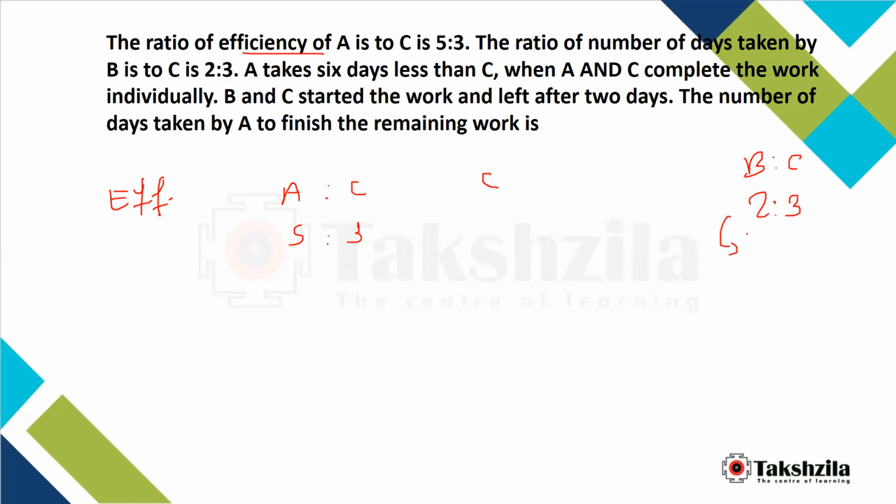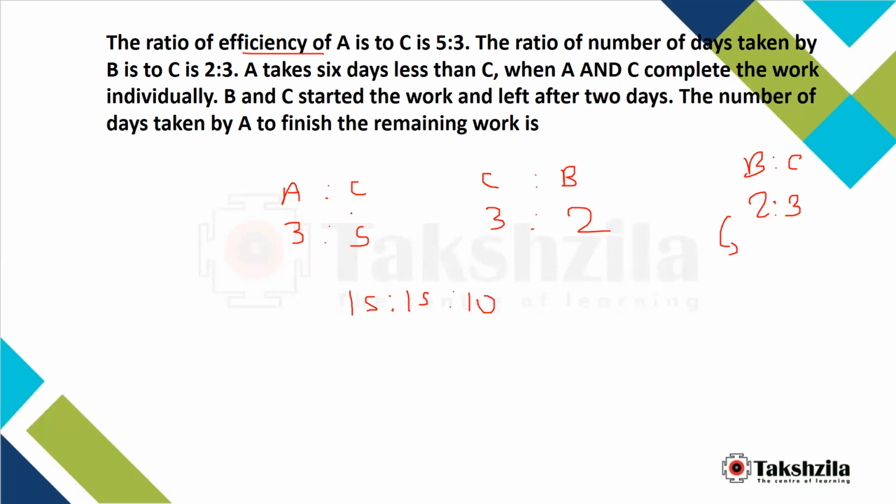So their efficiency will be how much? We should change this because we have days data for this. So we'll change this and get days for this. So 5 is to 3 is the efficiency. So days will be the inverse of this. The inverse means A will take 3 and C will take 5. And here we already have C is to B, so this is 3 is to 2. Now this is a proportional topic sort of. So we'll convert this.